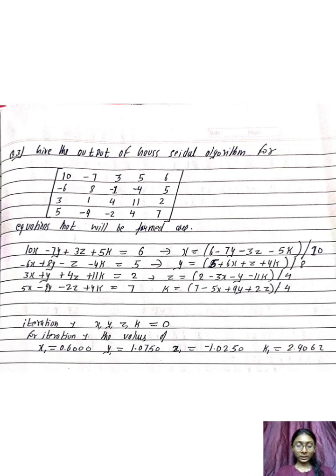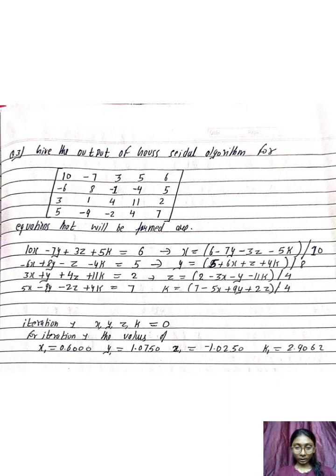Now we give the output of the Gauss-Seidel algorithm for this matrix. From this matrix we can say that 10x minus 7y plus 3z plus 5k equals 6, minus 6x plus 8y minus z minus 4k equals 5, 3x plus y plus 4z plus 11k equals 2, and 5x minus 9y minus 2z plus 4k equals 7. From these equations we get the values of x, y, z and k. In the first iteration, we put x, y, z, k equal to 0.